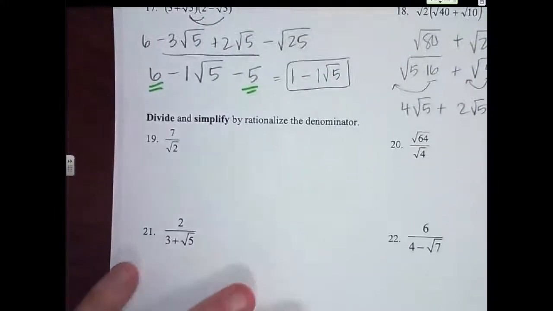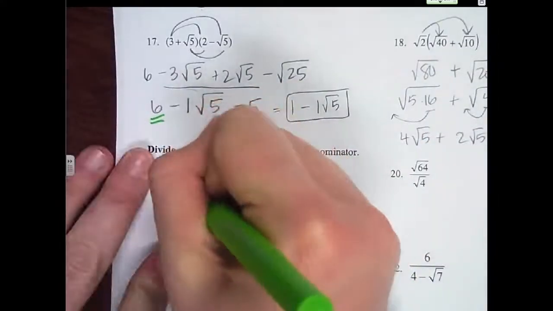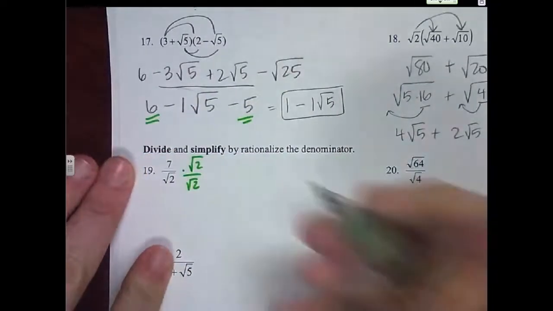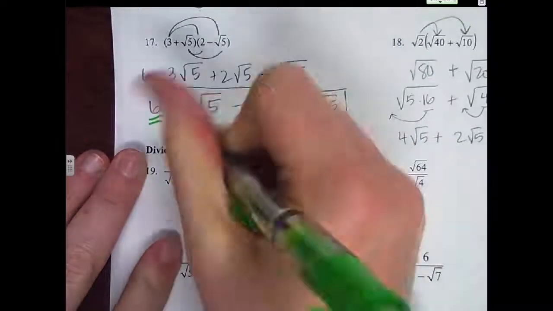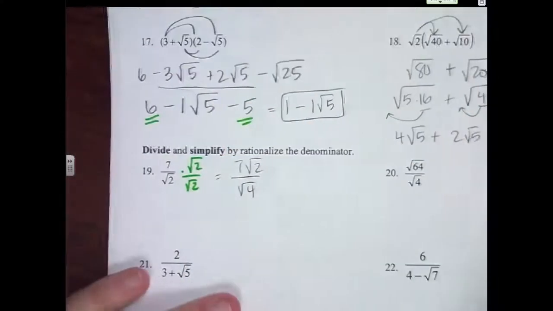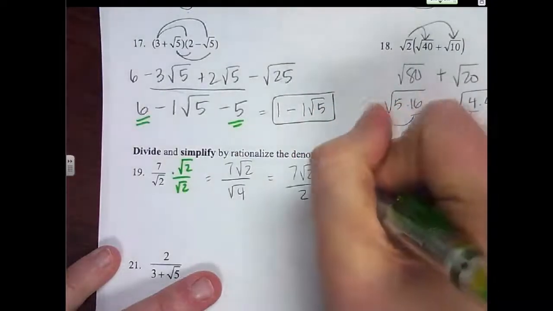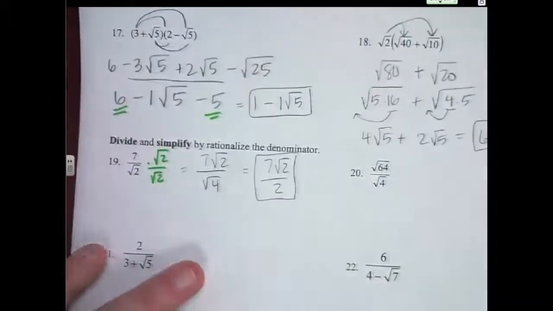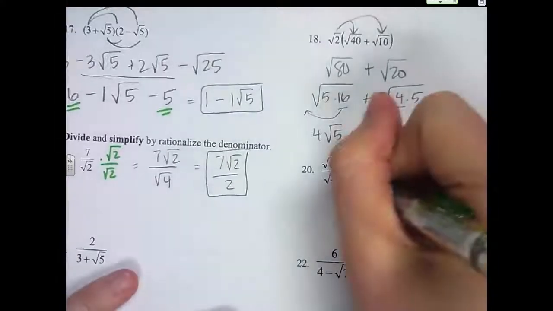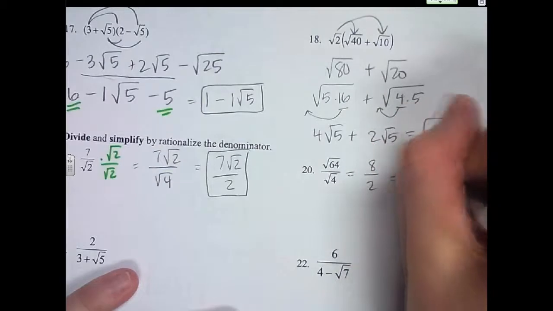Okay, dividing. On number 19, I'm going to multiply the top and the bottom by root 2. Okay, so I get on top 7 root 2 over root 4. And the square root of 4 is 2. And I can't simplify that, so I'm done. 20 is kind of unique. I know the square root of 64 is 8 and the square root of 4 is 2, which means my answer is just 4.